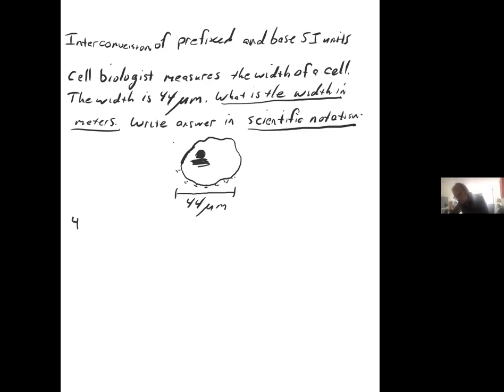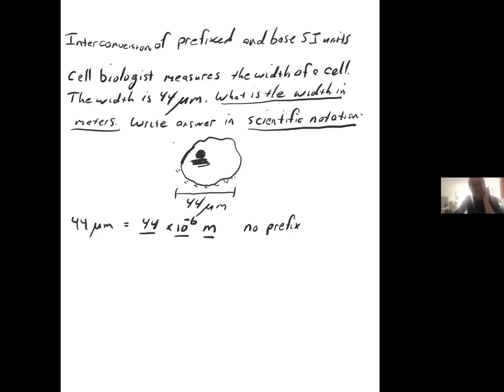Step 1, I'm going to write out 44 micrometers. And then I'm going to go to my table. Micro is 10 to the minus 6. So 44 times 10 to the minus 6. There's your micro. Remember, when you're writing it as a number, you do times. So times 10 to the minus 6. And then put the meters in. So 44 micrometers. So that is what we would say is without a prefix, right? I've taken away the prefix.